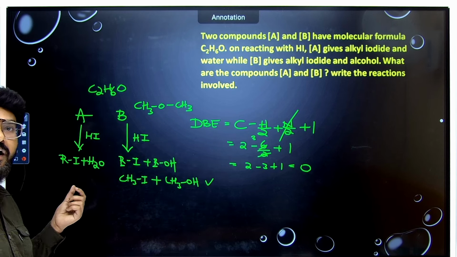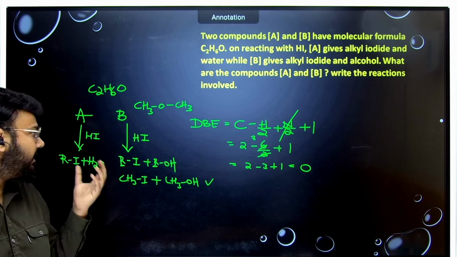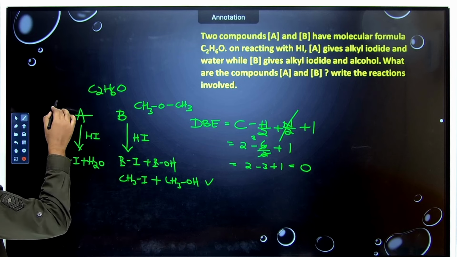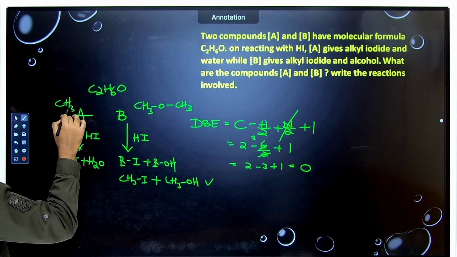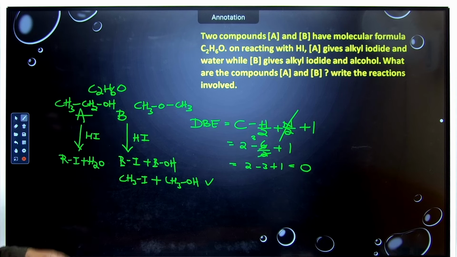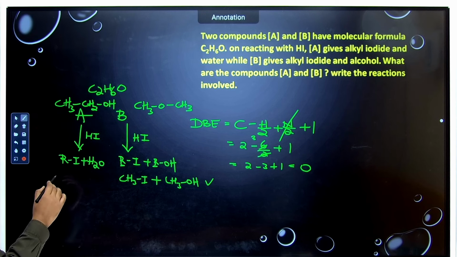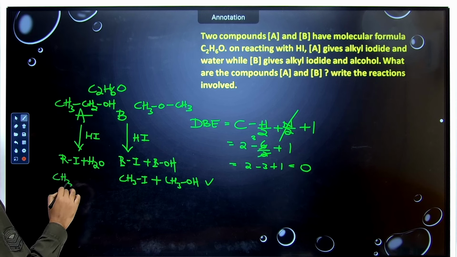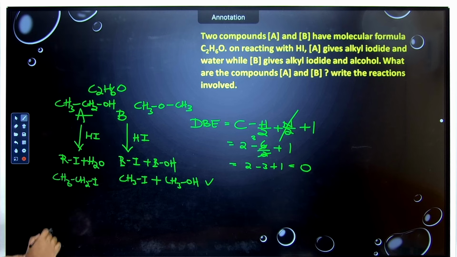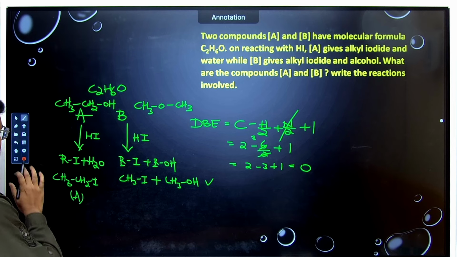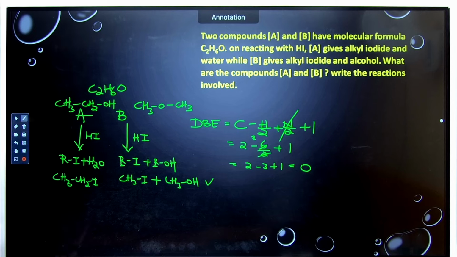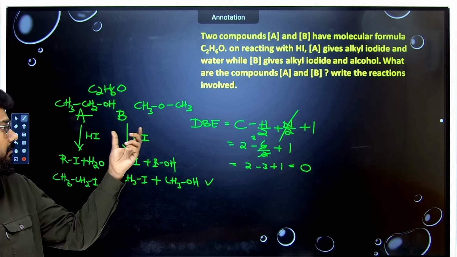Similarly, A has to be an alcohol, because when alcohol reacts with HI, it forms alkyl iodide and H2O. So it fits everything. It must be ethyl alcohol. And when it reacts, it will form ethyl iodide, CH3CH2I, and H2O. So we have got our compound A, we have got the products, and we have got B as well.